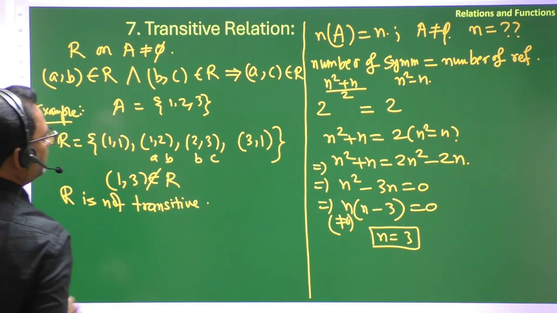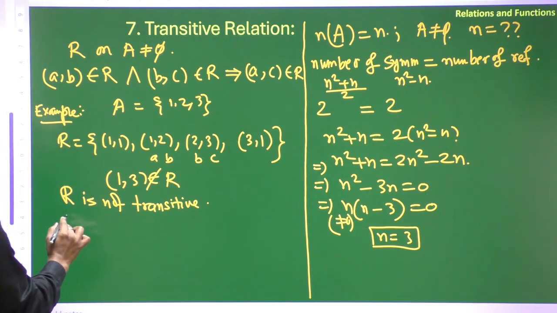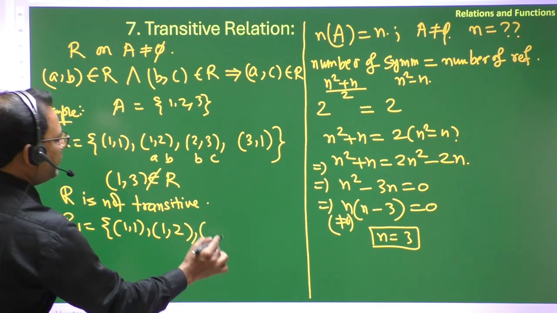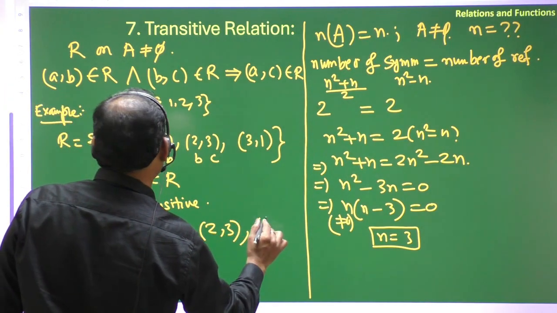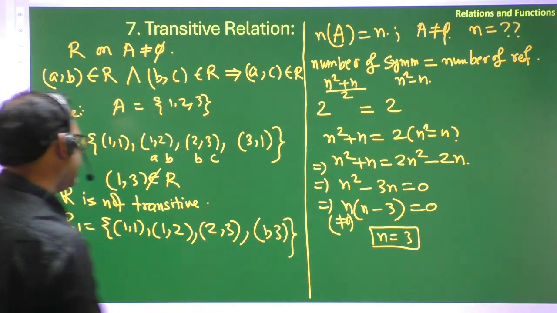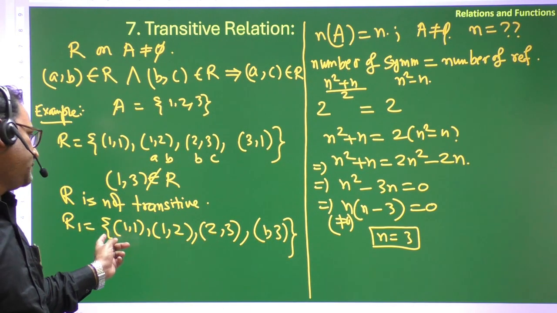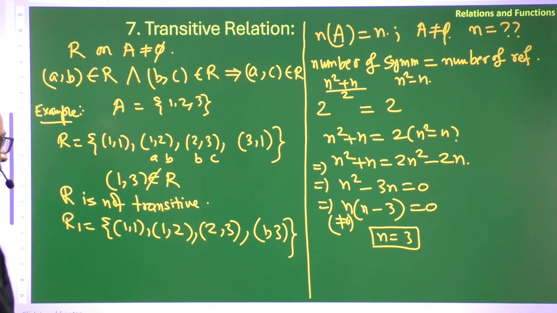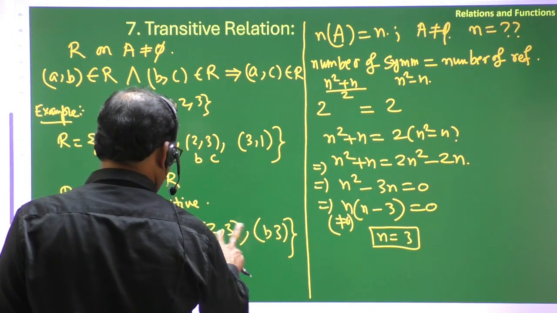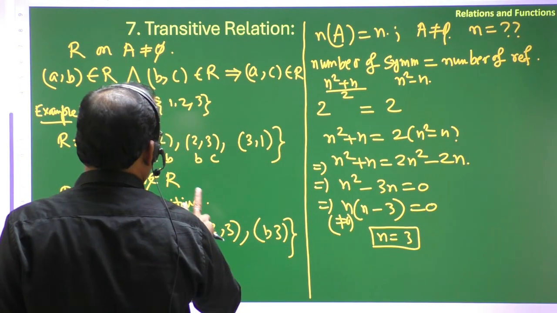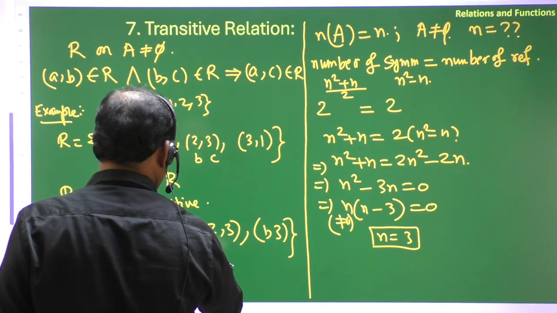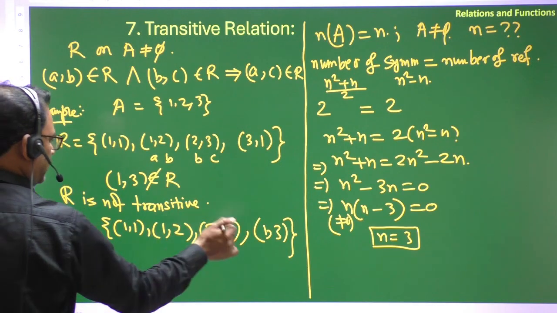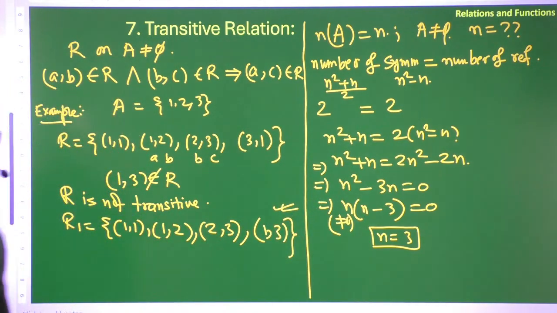Okay, now if I take R1, which is equal to the set of all (1,1), (1,2), then (2,3), and then I have (1,3). Now the question is, is it transitive? So (1,2) is present, (2,3) is present, so (1,3) is also present in the set. Now you have to check all the possible combinations of (A,B), (B,C) and (A,C). So (1,3), then (3,1) is not present, nothing starts from 3. (1,2) starts from 1, and then only (2,3) starts from 2. So this one is a transitive relation.